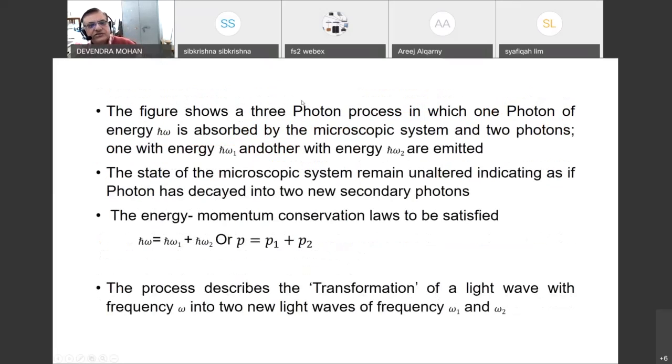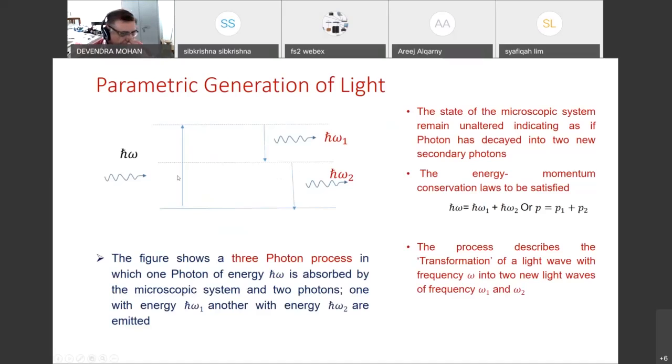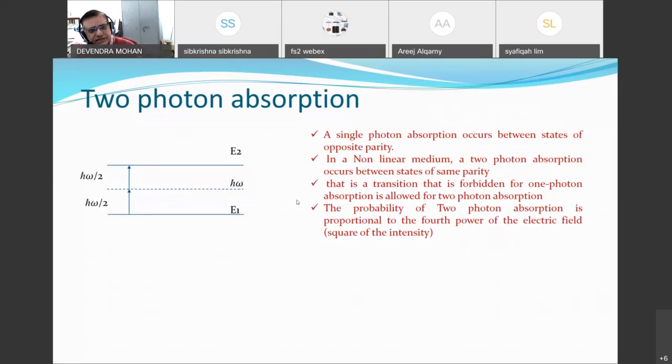So the figure shows the 3-photon process in which 1 photon of energy h cross omega is absorbed by the microscopic system, and the 2 photons with energy h cross omega 1. And I am talking about the reverse of this, where h cross omega is falling on the material, and we get h cross omega 1 and h cross omega 2. I don't want to go into the detail of these processes. Of course, these processes are very important when we talk about 2-photon processes, 3-photon processes, and parametric generation of light, where we are talking about the frequency conversion.